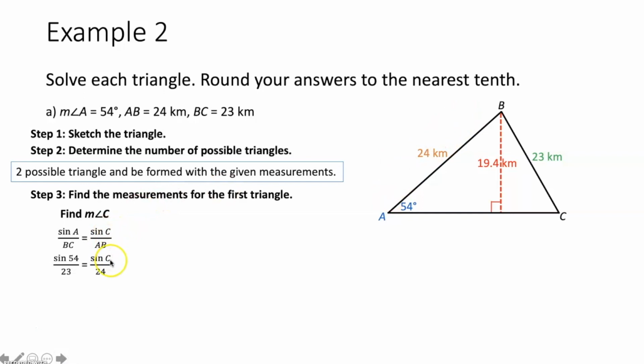And C just stays C, because that's what we're trying to find. Now I just have a proportion that I need to solve for C. So how do I solve a proportion? I use the cross product property. I'm going to multiply across, set the two products equal to each other, and solve for C.